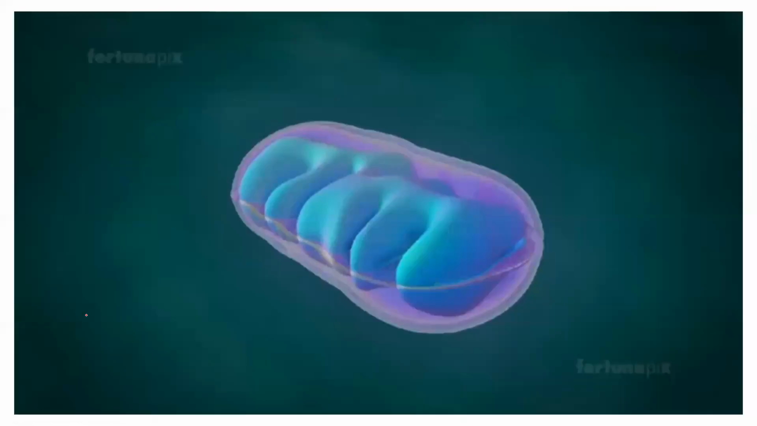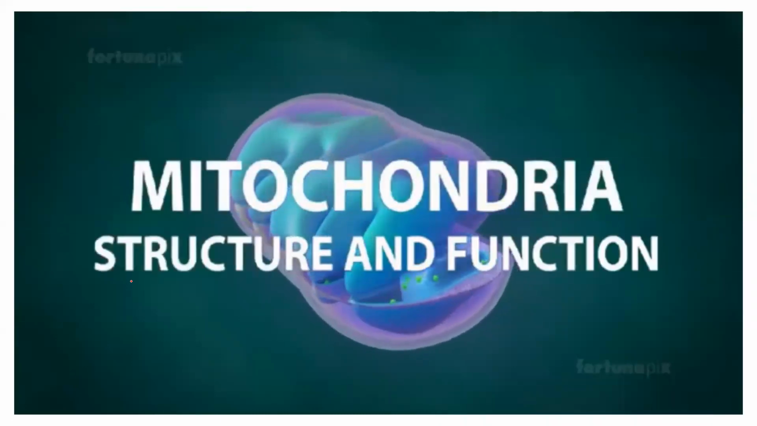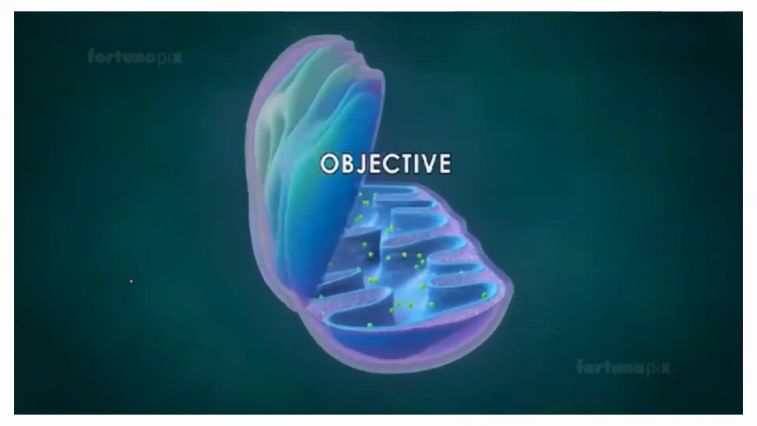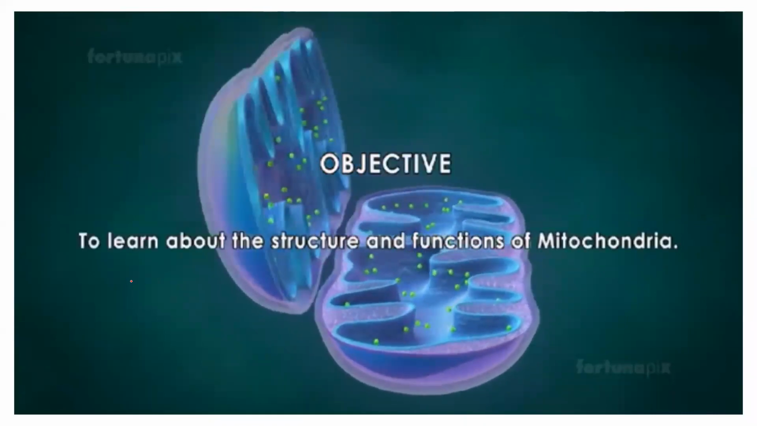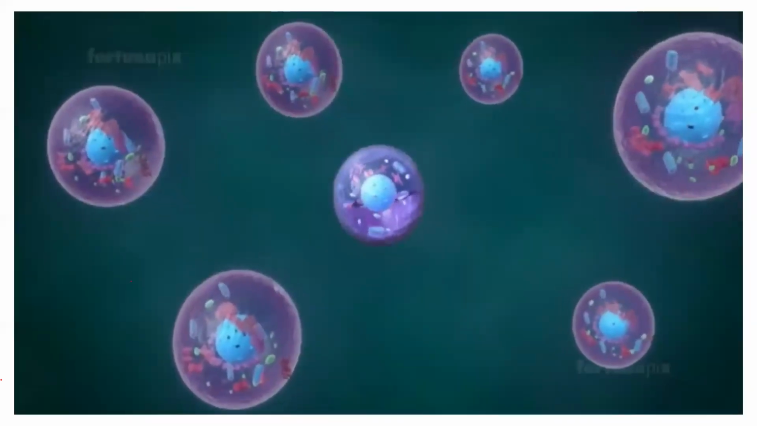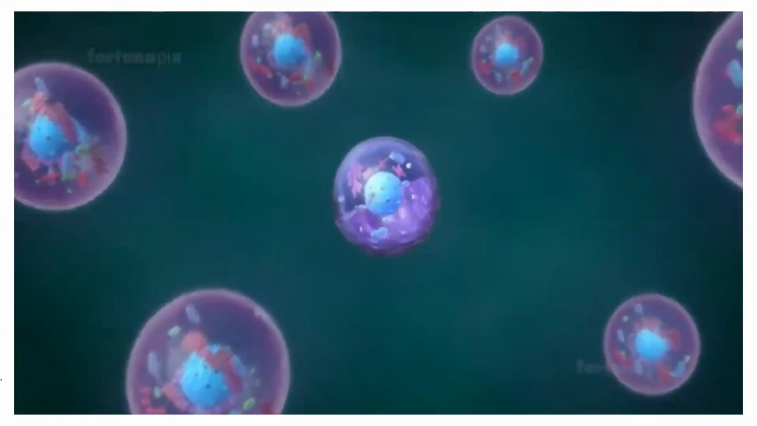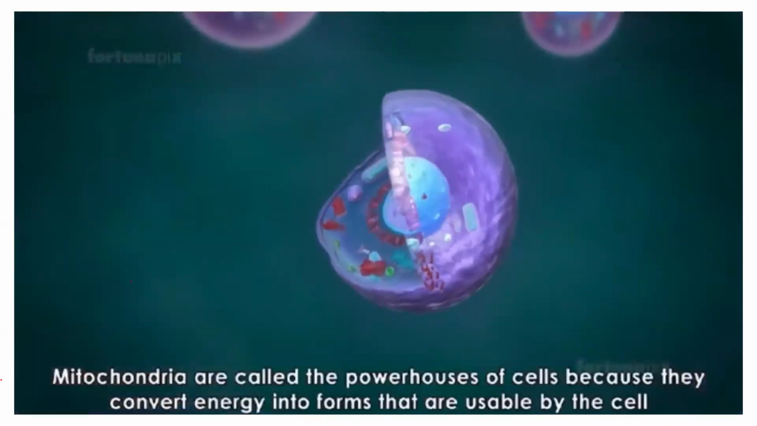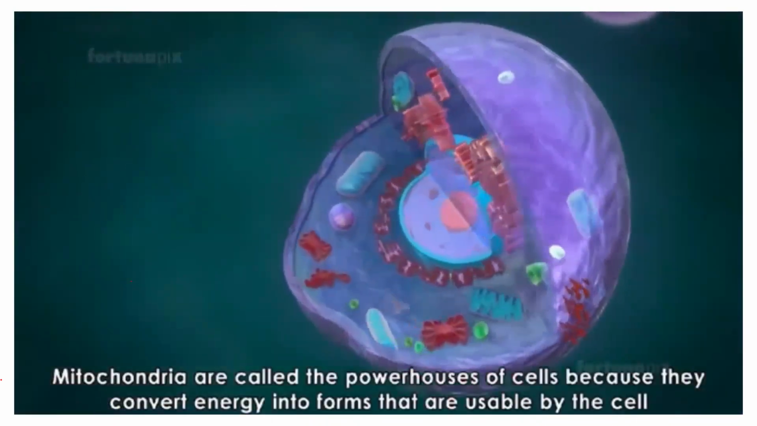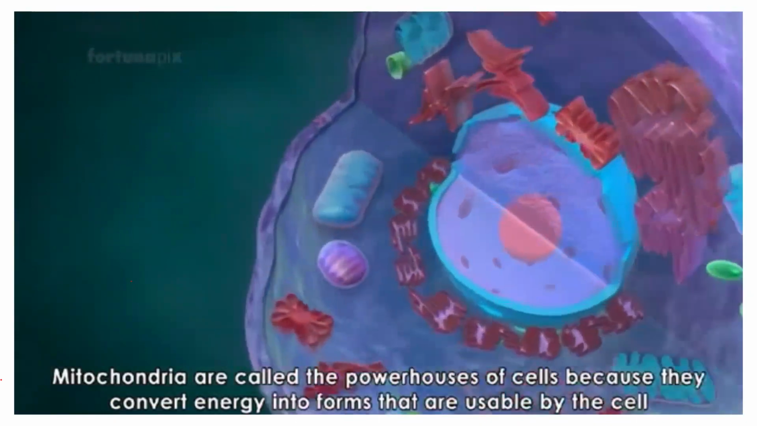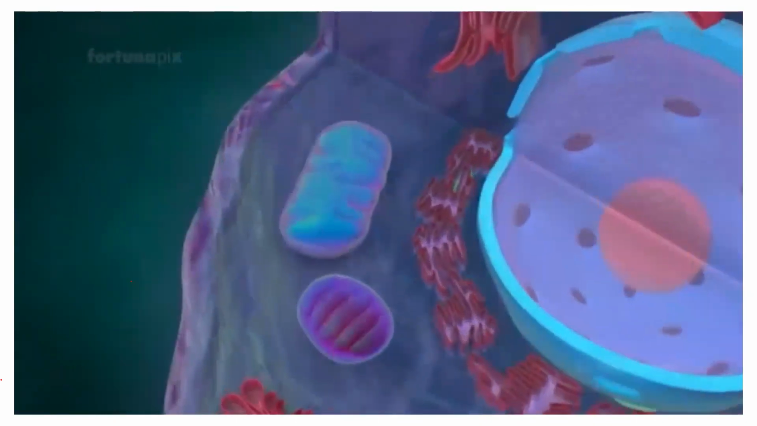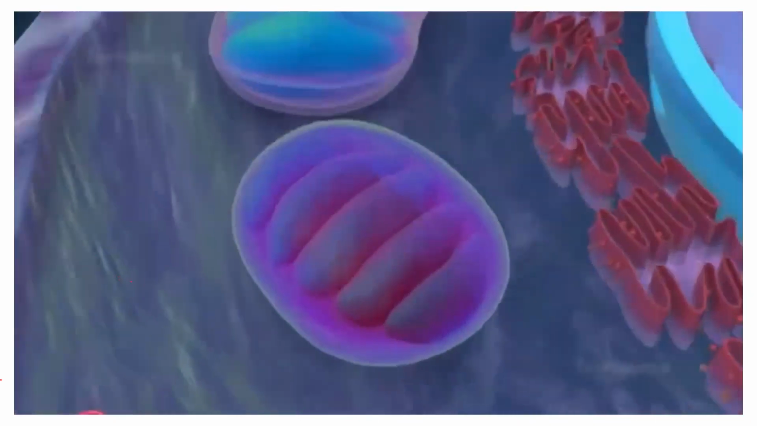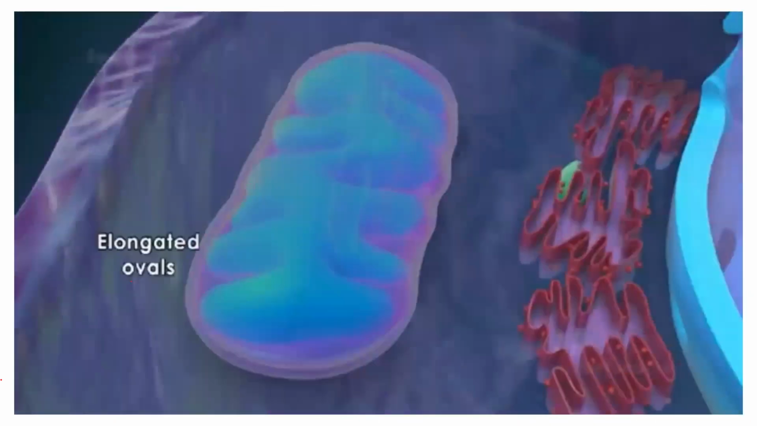So, titingnan natin kung ano ang itsura ng ating mitochondria. Mitochondria, structure and function. Objective: to learn about the structure and functions of mitochondria. Mitochondria are located in the cytoplasm of cells and are among the largest cell organelles within a cell. They are called powerhouses of cells because they convert energy into forms that are usable by the cell. Mitochondria vary in shape from almost spherical to elongated ovals.